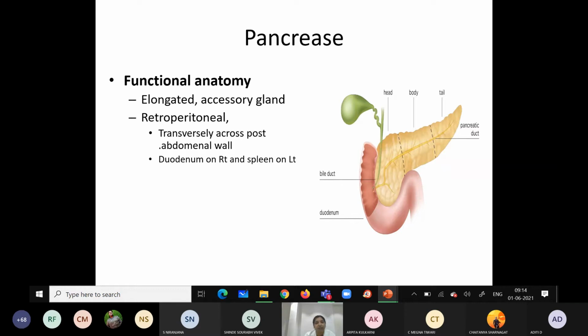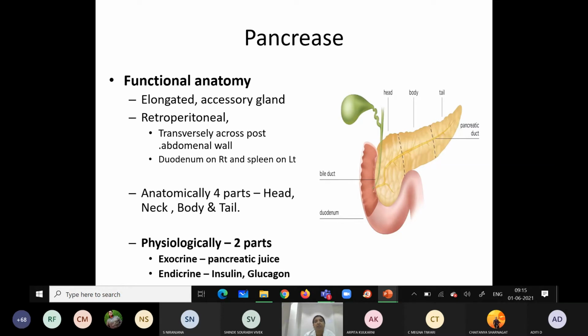Pancreas is an elongated accessory gland, situated retroperitoneally, and the position of this gland is transversely placed at the posterior part of the stomach or abdominal wall. It is resting, wherein duodenum is on the right side of the pancreas and spleen is present on the left side.